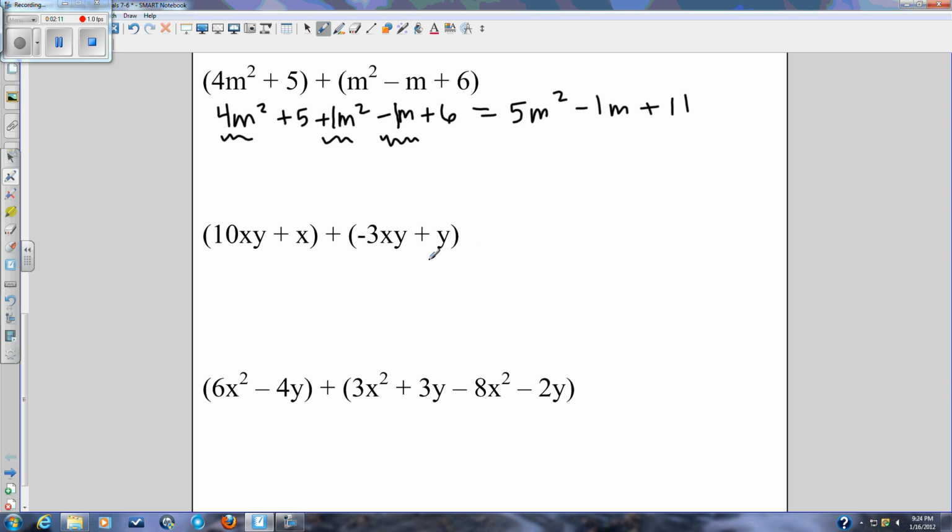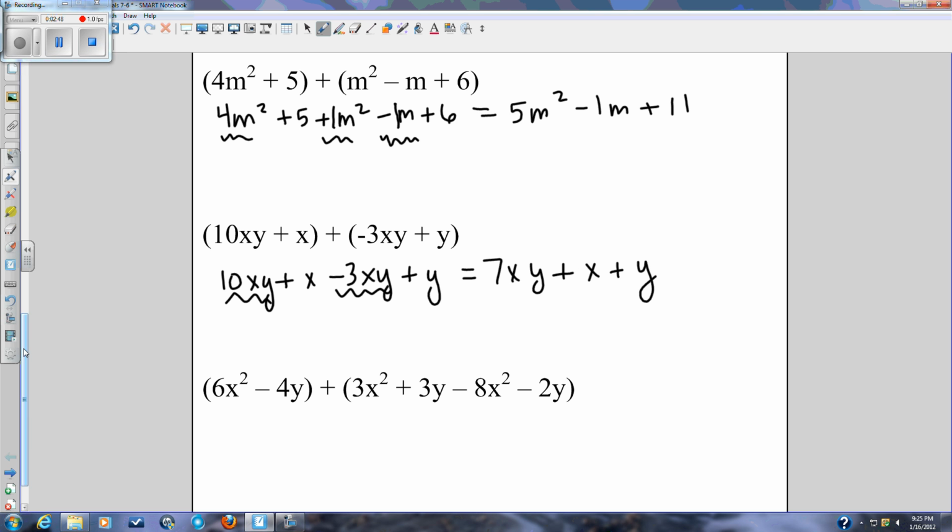Okay, now let's move on to the next one. We have 10xy plus x plus negative 3xy plus y. Since we're just adding the polynomials, go ahead and remove the parentheses. You can just write that as minus 3xy plus y. So let's combine our like terms. We have 10xy minus 3xy, which gives us 7xy. We don't have any other like terms, so we're just going to write down the plus x and the plus y. So we have 7xy plus x plus y.